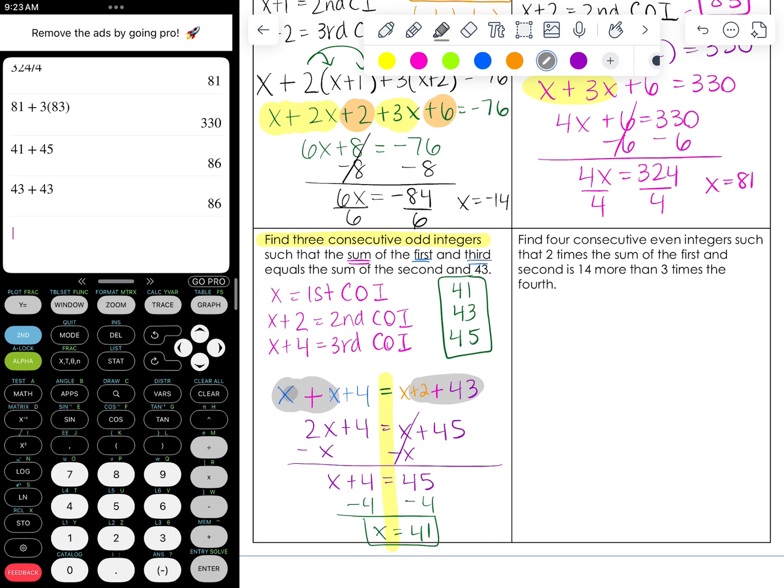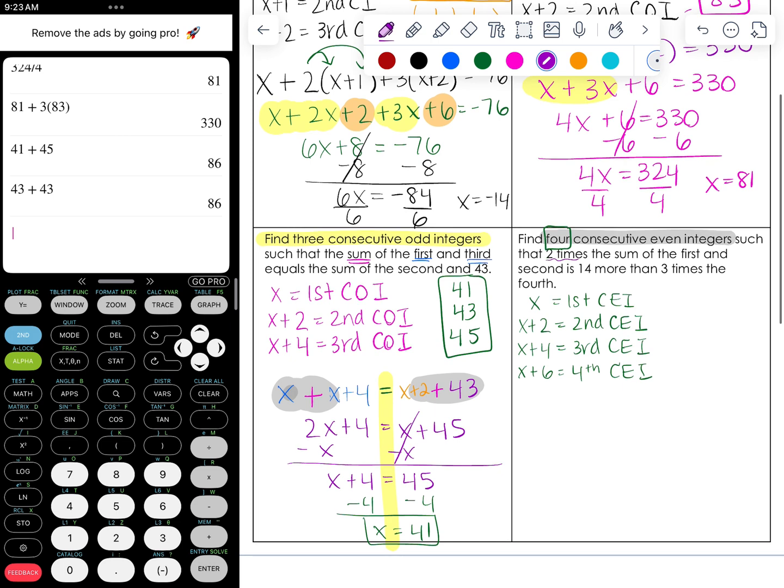All right, last question says, find 4 consecutive even integers. Okay, so I'm going to just pause and I'm going to write them out. x is my first consecutive even integer. I know that because they're even, I have to skip every other. So I'm going to do 2, 4, and 6 because I need 4 of them. That's my second consecutive even integer. That's my third consecutive even integer. And that's my 4th consecutive even integer.